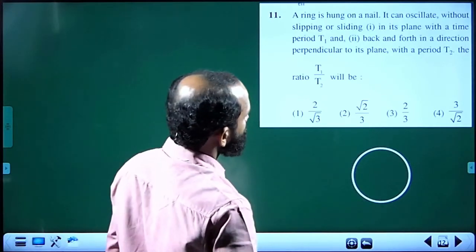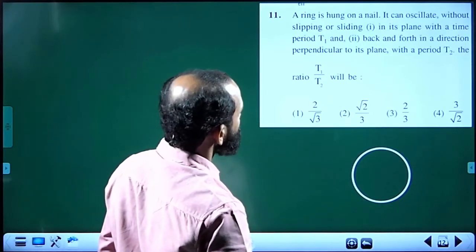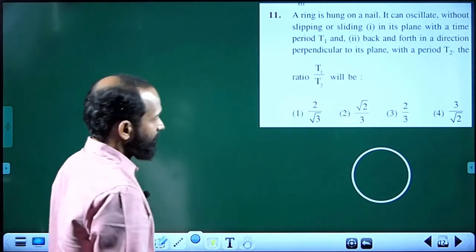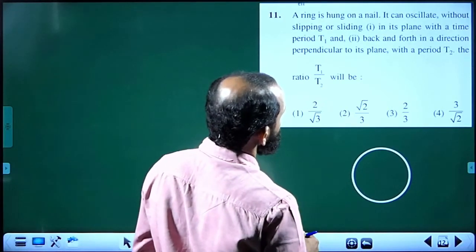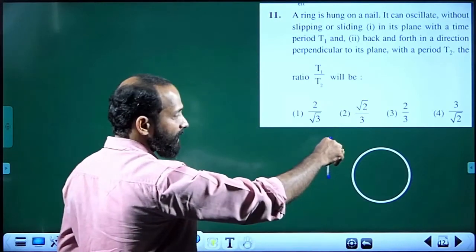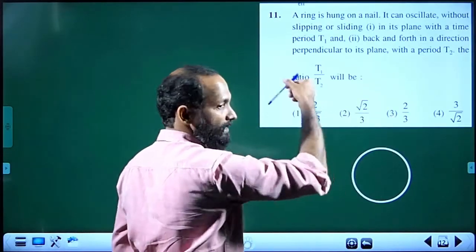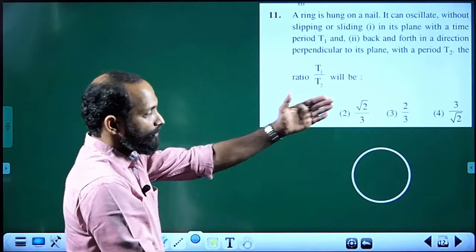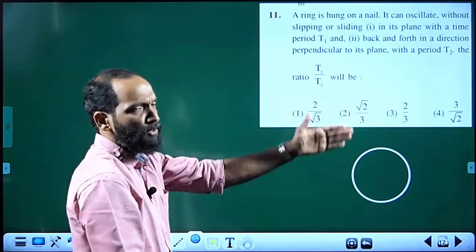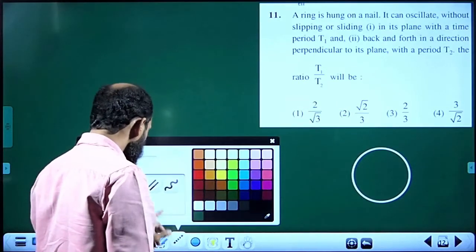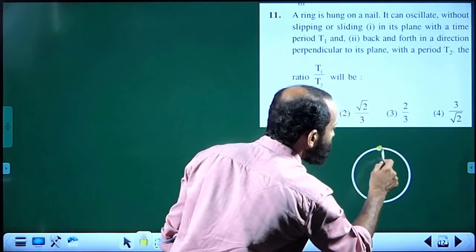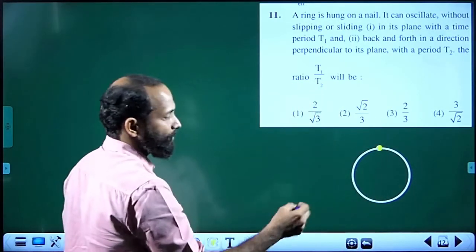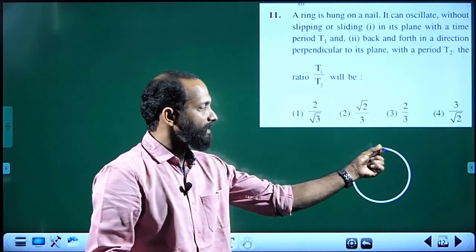The ring is oscillating in its plane with a time period T1, without slipping or sliding. If it oscillates in its plane, it will oscillate like this, in the plane of the smart board. So the axis would be here, hinged. It is hinged here, so that the axis would be like this.